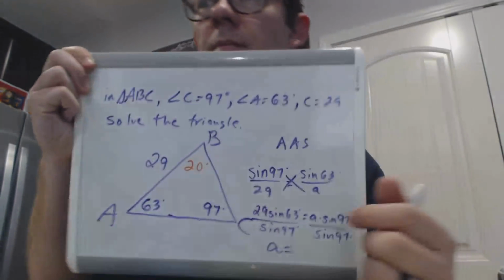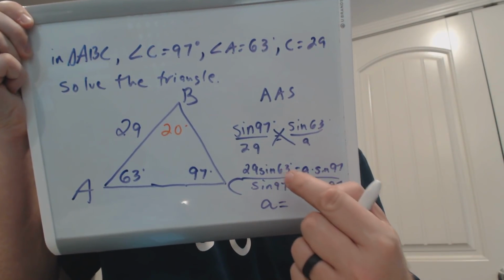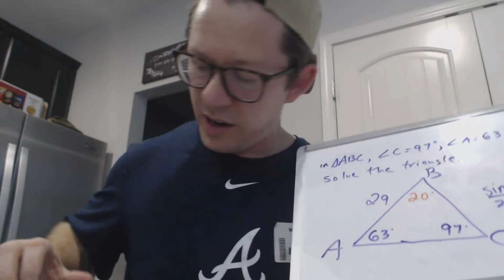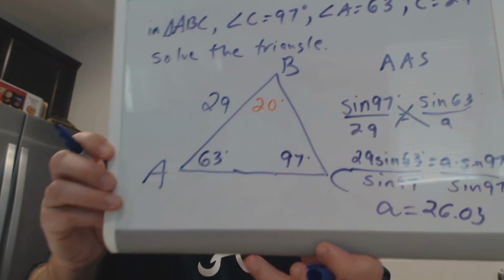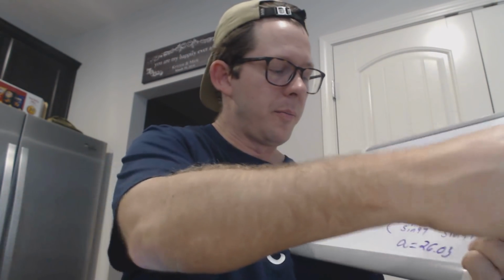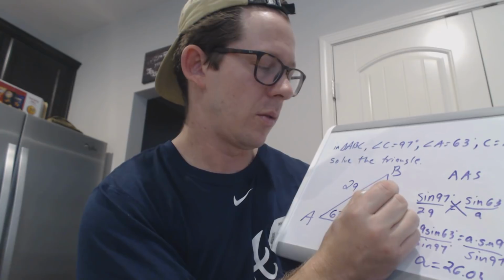Essentially, when I type in 29 sine 63 divided by sine 97, it's going to spit out A. Make sure you're in degree mode when you hit enter. I got 26.03, and make sure you get that as well. That's side A. So now I'm going to come over here and write in 26.03. See that?